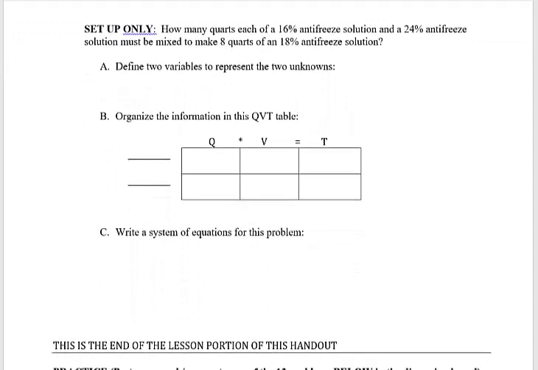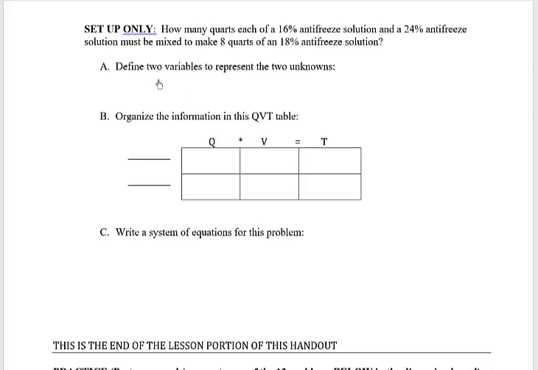Again, we'll just set up the equations. So now we're moving from lime juice to antifreeze as our chemical here. How many quarts of a 16% antifreeze solution and a 24% antifreeze solution must be mixed to make 8 quarts of an 18% antifreeze solution? I need to pick two variables to represent the unknowns. I always do the same thing in these mixture problems.